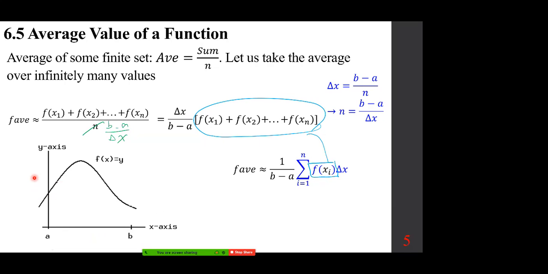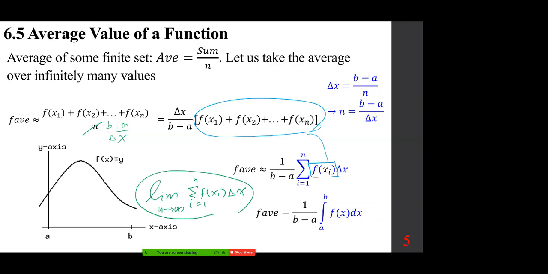And what is this? When you take a limit and you let n go to infinity, it becomes the integral. So recall the limit of a summation of f of x sub i delta x, as i goes from 1 to n, and as n goes to infinity, this part is equal to this part. So we proved the average of a function is the integral of the function from a to b divided by b minus a.